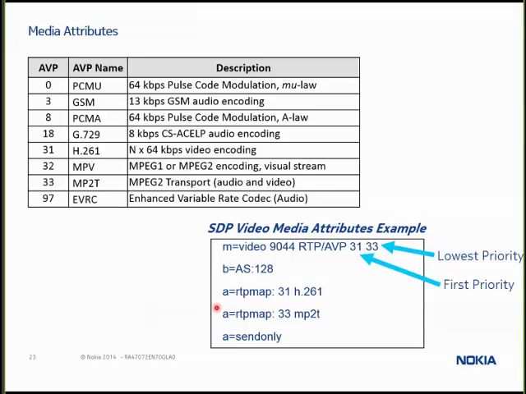The other one, 33, is MP2T, which is MPEG-2 transport, and it's audio and video capable. Whichever one we end up using is defined in the answer for what we're going to look at.